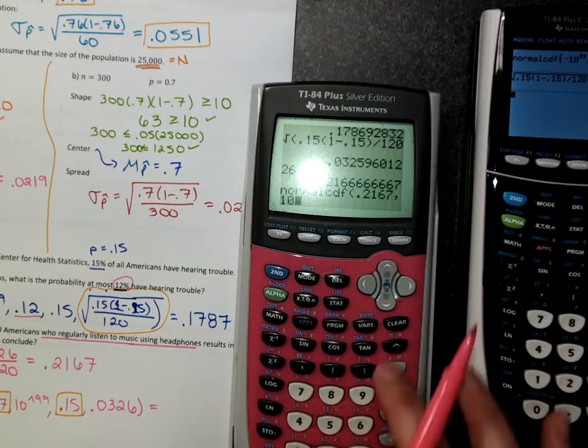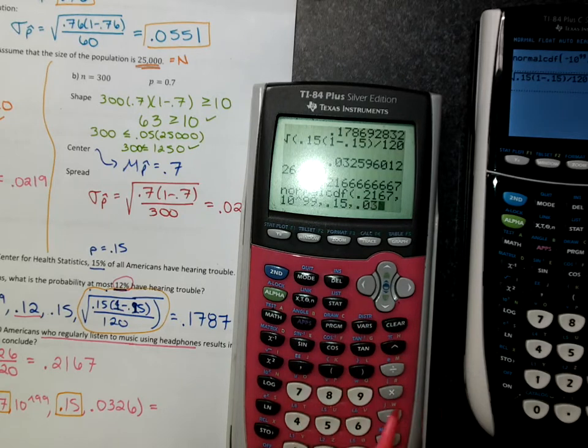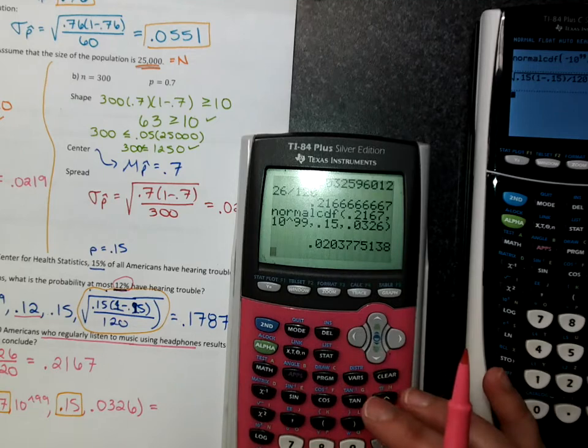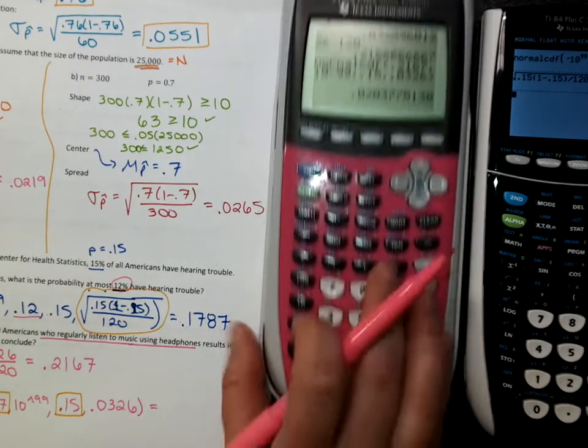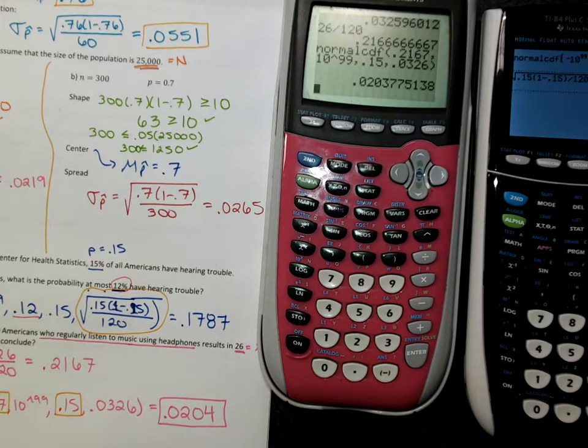To infinity, 0.15 and 0.0326. Sorry about the glare. 0.0204 should be your answer. Alright, so the question's asking, what might you conclude?